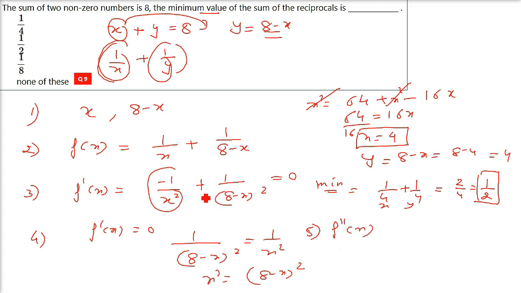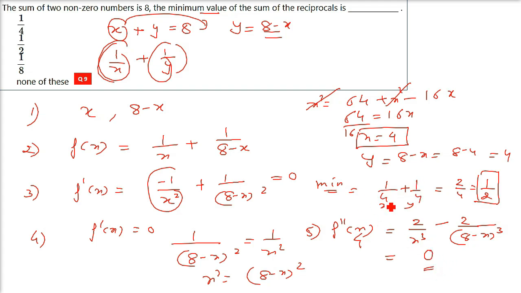Double differentiation you have to do, and then replace x by 4 and see what value is coming. I'm not talking about the value, actually the sign of the value. If you see, when you double differentiate this, it will be 2 by x cube minus 2 by 8 minus x whole cube. When you put x equals to 4, it will be what? It is going to be 0. Don't worry about that.